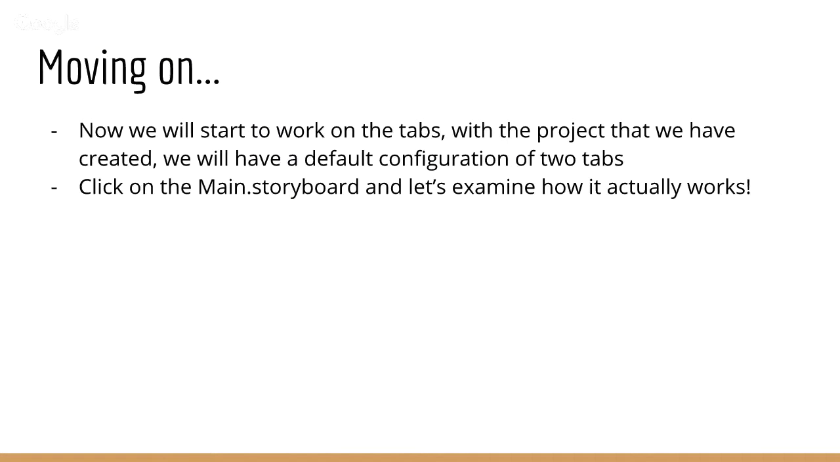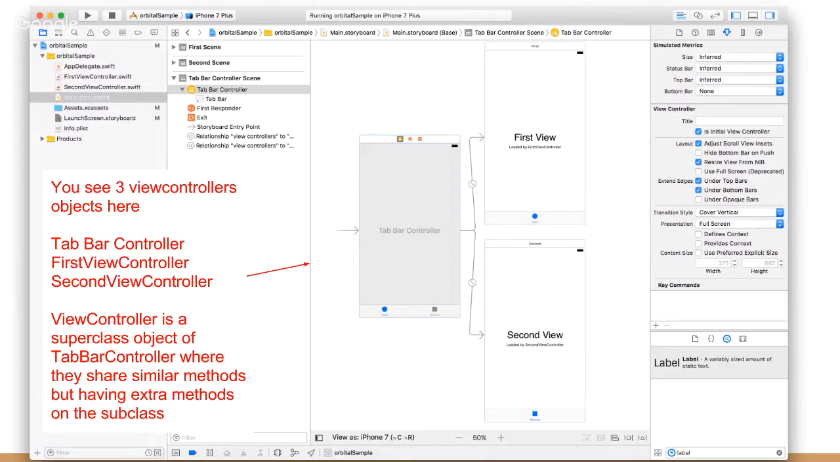Okay, so now we'll move on to work on the main storyboard. Previously, we were working on the launch screen storyboard, which is a very simple one because you only work on a single view controller, with no work between multiple view controllers. So we have the default configuration of 2 tabs with the tab application you just created. Now you click on the main storyboard and see how it works. We can click on the main one and take a look here first.